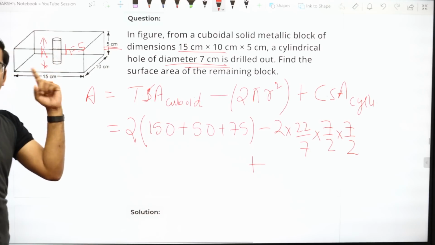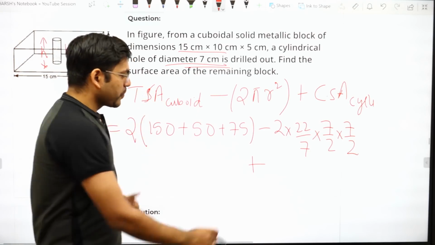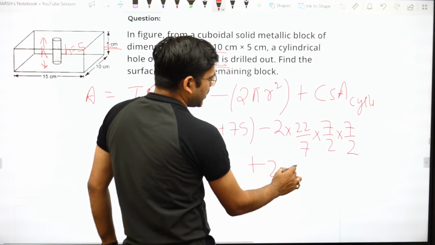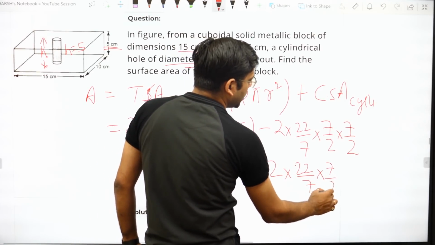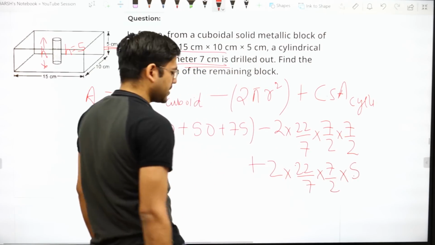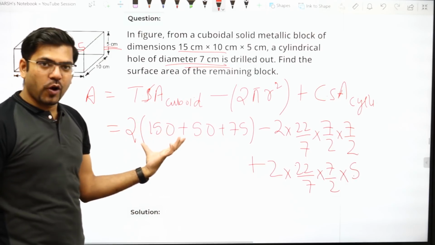The cylinder has a curved surface area of 2 pi r h, isn't it? So that would be 2, pi means 22 by 7, radius means again 7 by 2, and height means again 5 centimeters. Why am I telling this? Because this is the 5 centimeters. Now I guess you have got all the values.